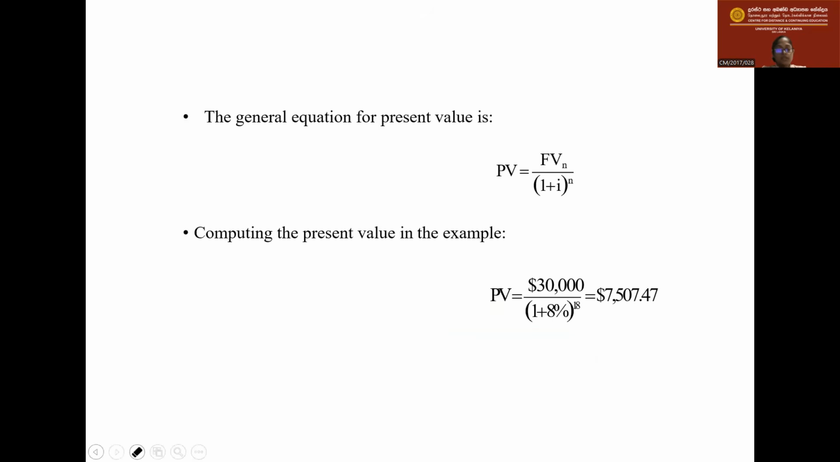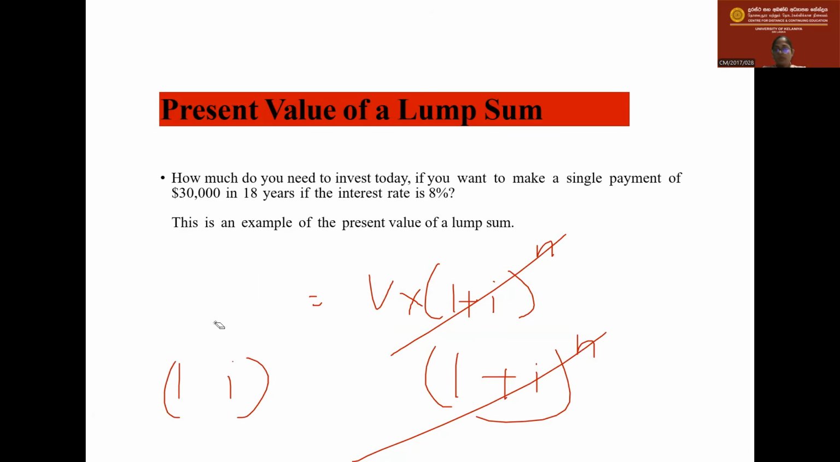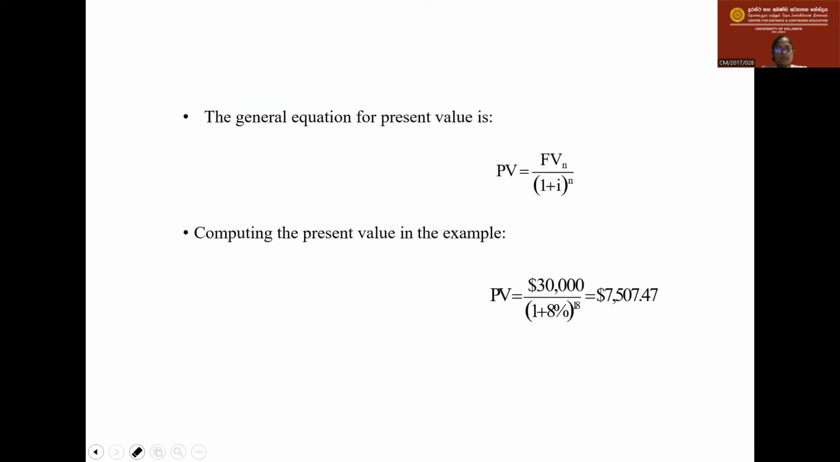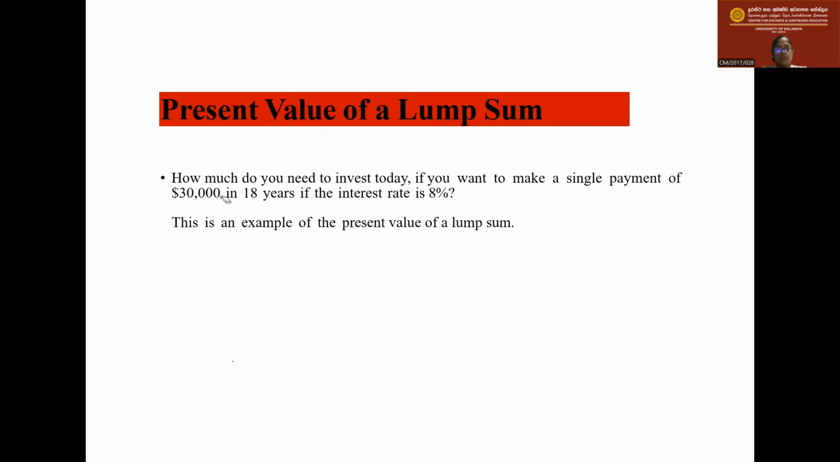In case you forget the relevant formula, it's okay. If you know the future value formula, you can customize the future value formula to find out the present value. That's it, right? Okay. So here, let's substitute the relevant values. We know here 30,000 is our future value, right? And 18 is our n.